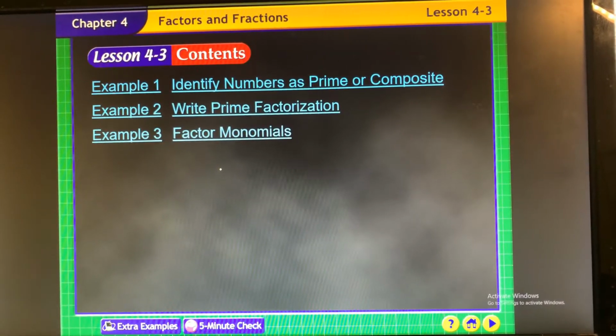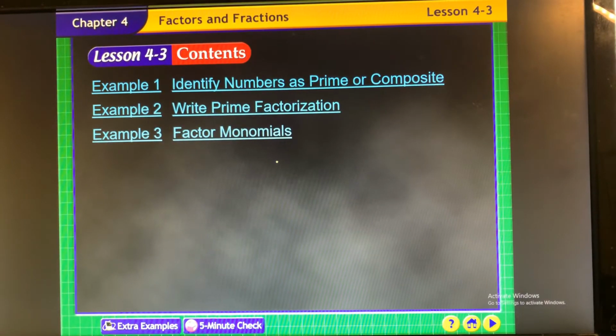Okay, let's identify if numbers are prime or composite and then do some prime factorization and factoring our monomials. Now remember, monomials mean one term. First, remember, prime numbers are numbers that have exactly two factors, one and itself. A composite number has more than two factors.